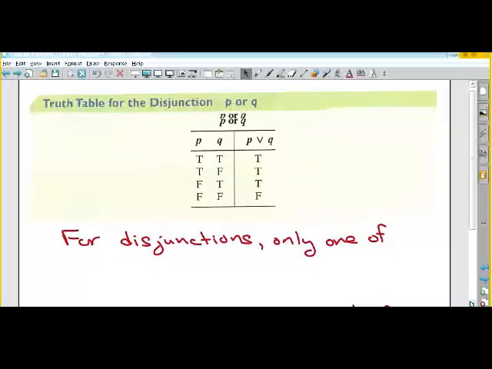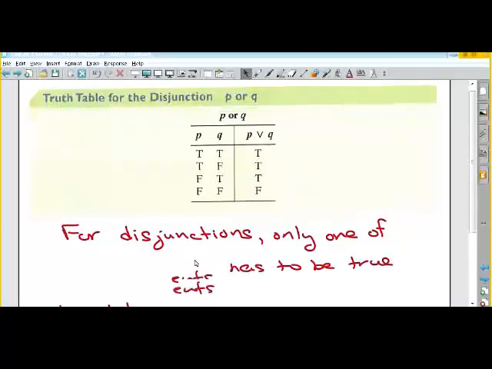So for disjunctions, only one of the statements has to be true. Or you can say the only time a disjunction is false is if they're both false. That's the way I remember it. Either one: you could say just one of them has to be true, or both have to be false to be false.